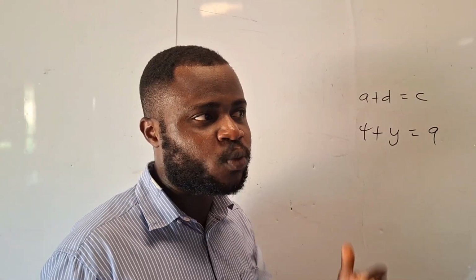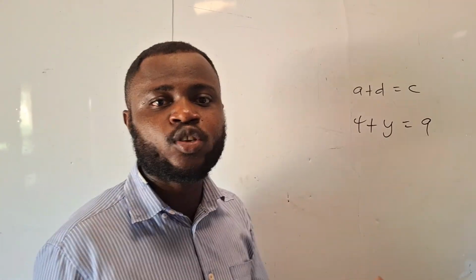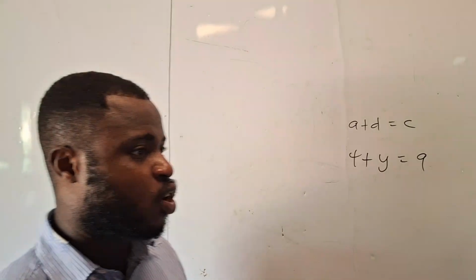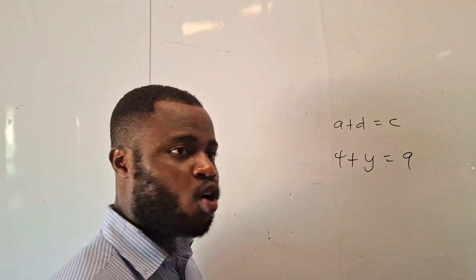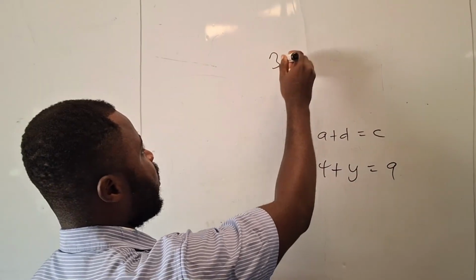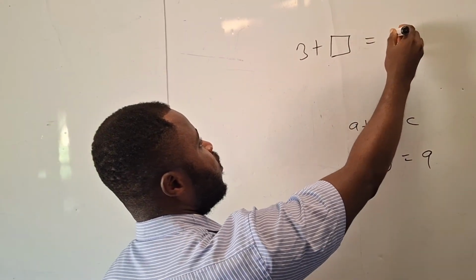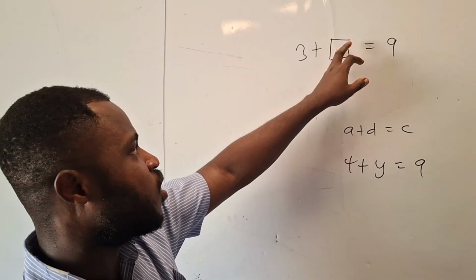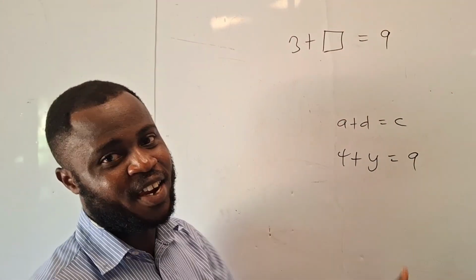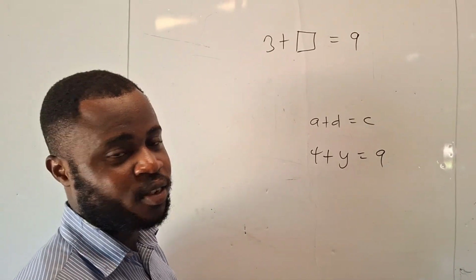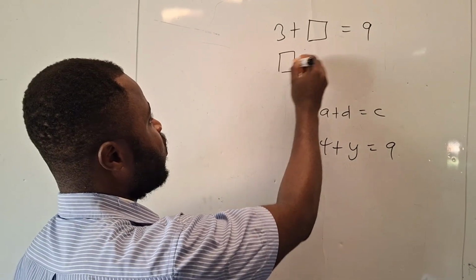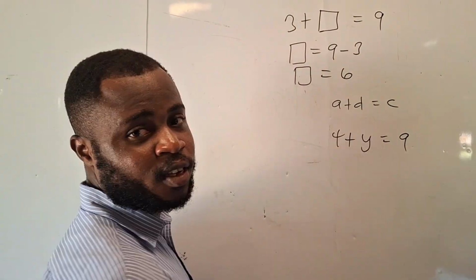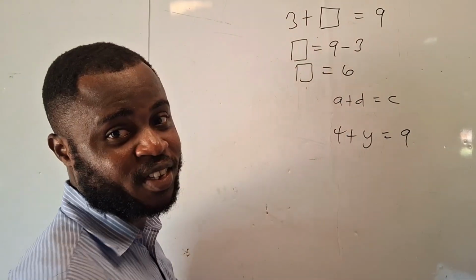Now the foundation of equation: we started equation in preschool, or I would say primary. You all remember that in primary, you see 3 plus box is equal to 9. And the idea was, there's a number that when we put in the box and add to the 3, is going to give us 9. And we have different ways of doing it. One way is, the box will be equal to 9 minus the 3, and the box will be equal to 6. The number in the box is going to be 6.